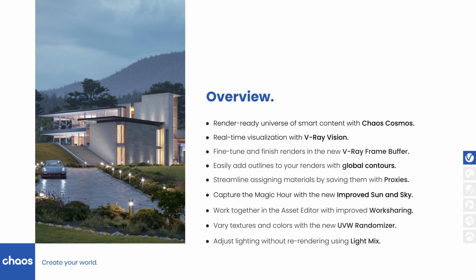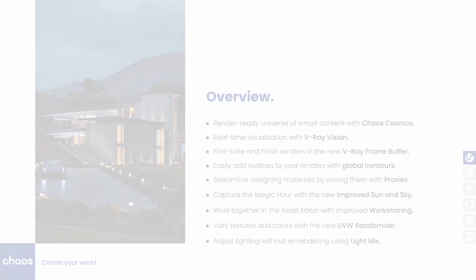Next, let's take a look at a variety of new workflow improvements, ranging from adding sketch lines to your geometry using contours, to using the new improved sun and sky in V-Ray 5 to achieve stunning-looking lighting scenarios. We'll also explore the added realism you can get using powerful new textures for randomization. Finally, we'll explore the new light mixing and compositing capabilities available in the new V-Ray 5 frame buffer, which enable you to polish your images further and make drastic changes to your image's lighting, even after rendering.